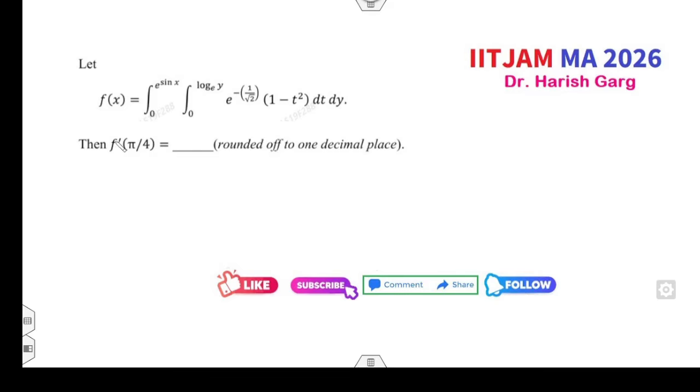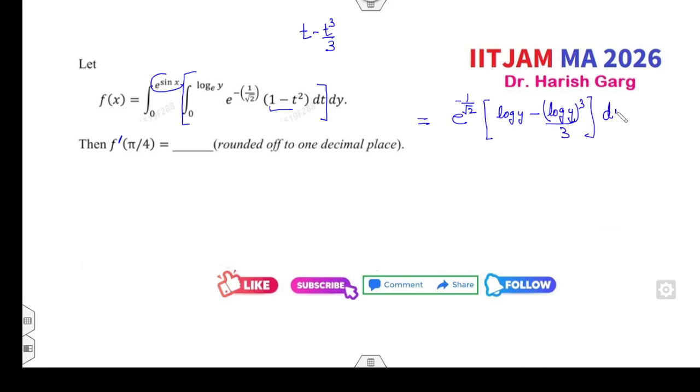If f of x is given to you, your target is to find the derivative. Fine. So x is written here, so let us first solve the integration of this part. So what will happen? e raised to power minus half is outside. Integration of the 1 minus t square. Fine. I can substitute the upper and lower limit. It's a log of y minus log of y cube divided by 3 of dy. Fine. Now your target is to find the derivative. So I can apply the L'Hopital. No, sorry. I can apply the Leibniz rule.